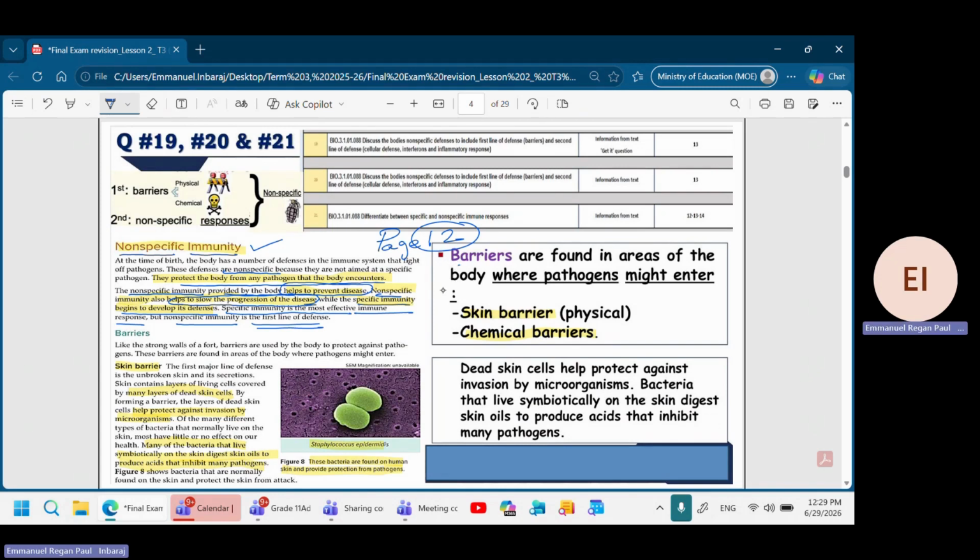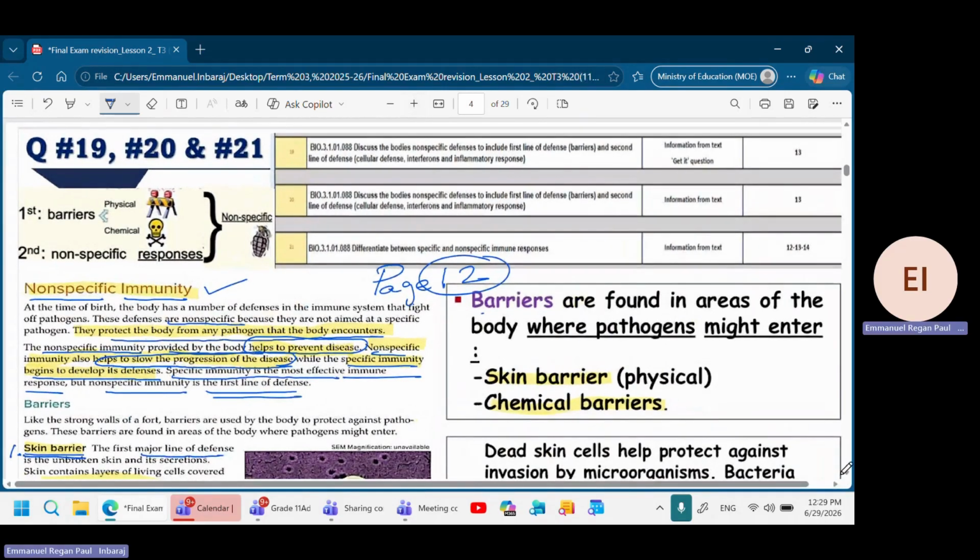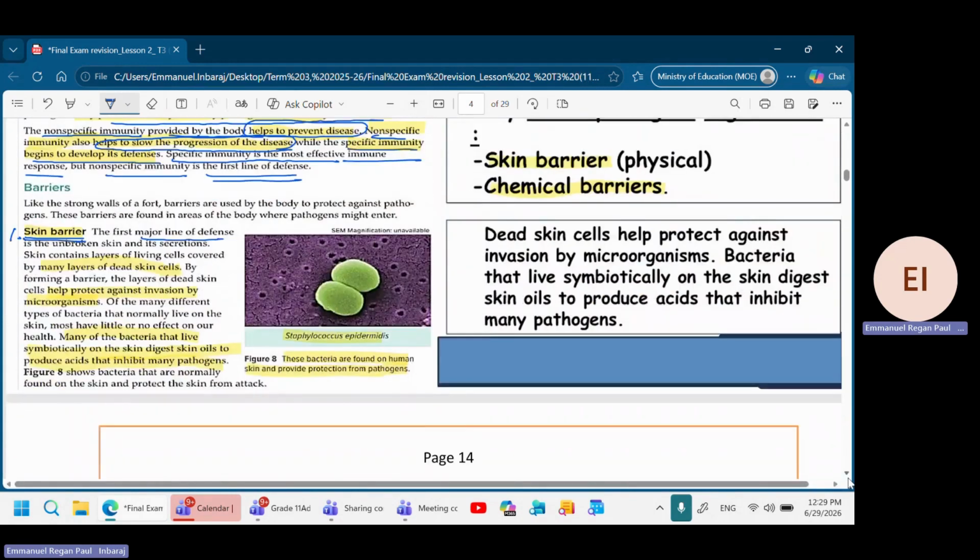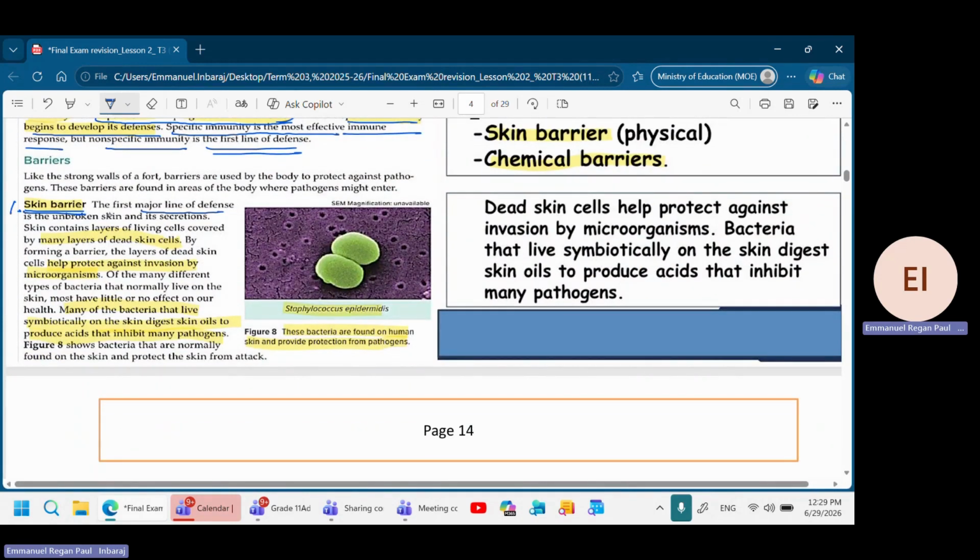The first thing that you should know is the barriers, the skin barrier. Number one, the skin barrier. You should know that the skin is the first line of defense. If a microorganism tries to enter the body, it should first enter through the skin. I'll zoom it for you. So what is skin? The skin is made up of many layers of dead skin cells, and this is protecting you from the entry of microorganisms.